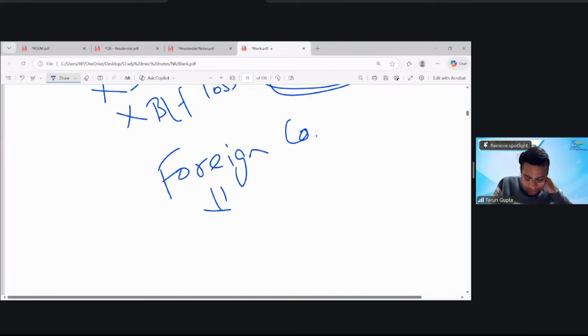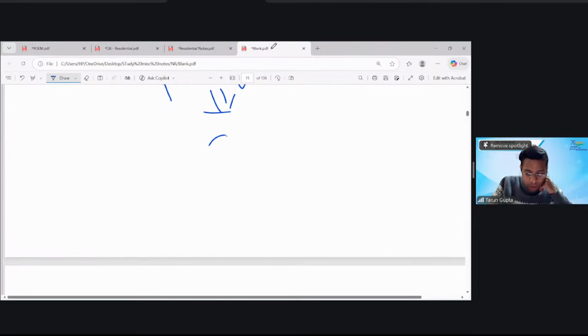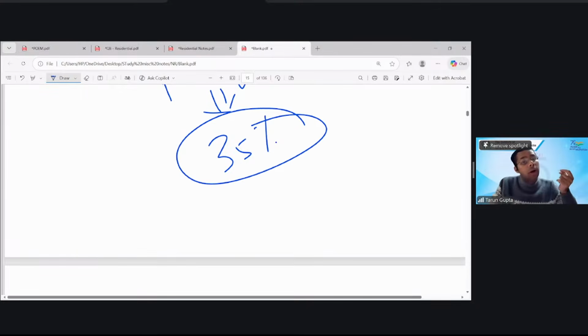And therefore, the tax rate on a foreign company, which is 35%, shall continue to apply on it. It shall not become a domestic company. It shall remain a foreign company, though resident in India. Okay.